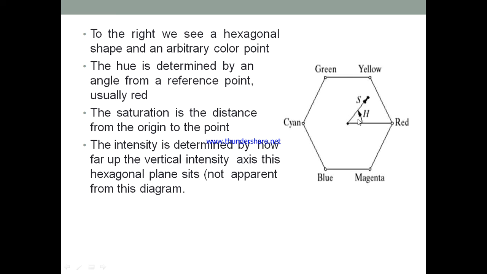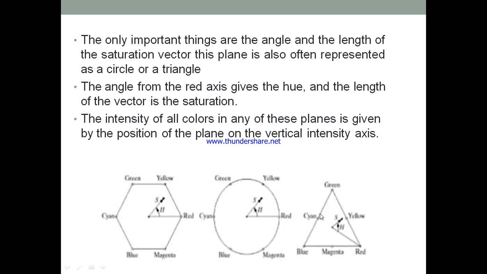The hue will be determining the reference point. Usually the red color is perceived high, so we are choosing the reference point as red. The saturation is the distance from the origin to the point, and the intensity is determined by how far up the vertical intensity axis this plane exists. We are choosing different amounts of intensities and measuring. So the angle from the red axis gives the hue.